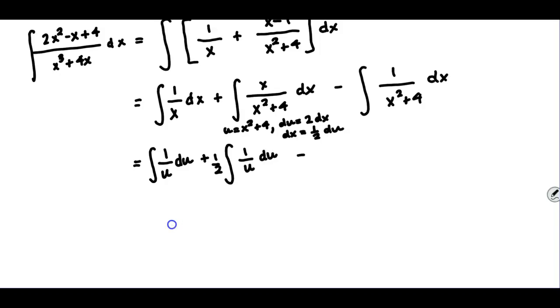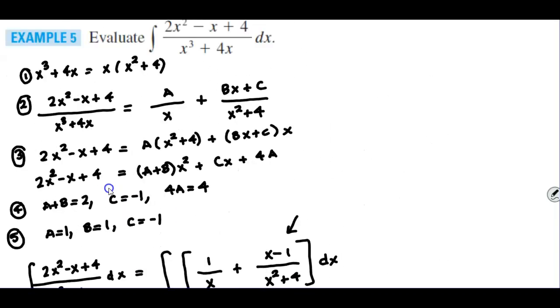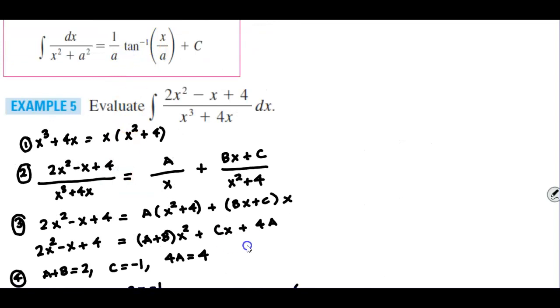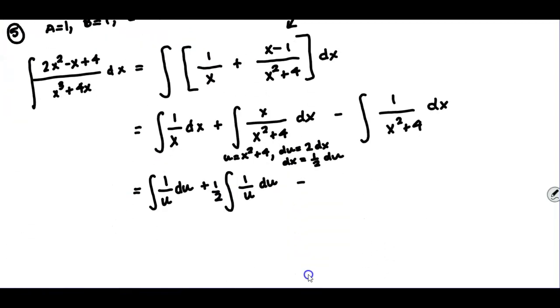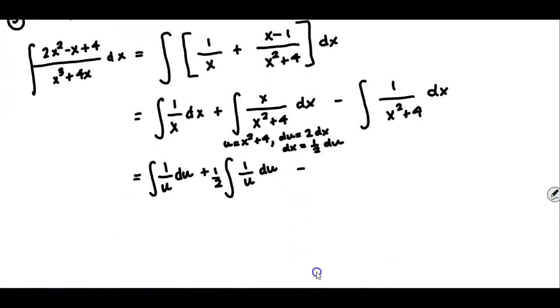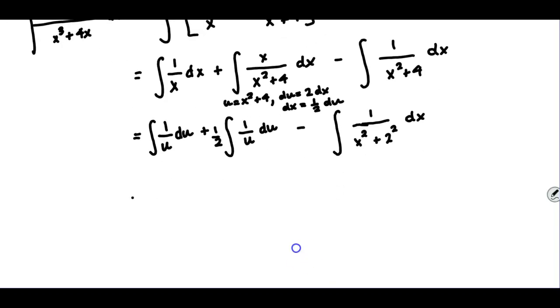And then minus, now we're going to use the formula from the beginning here. So the formula that we're going to use to integrate this is the following. We know that this is going to be 1 over x squared plus 2 squared dx.